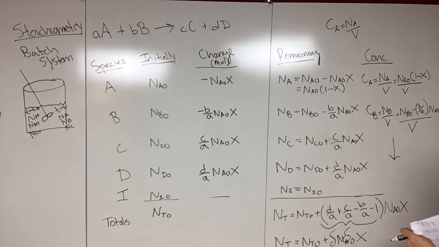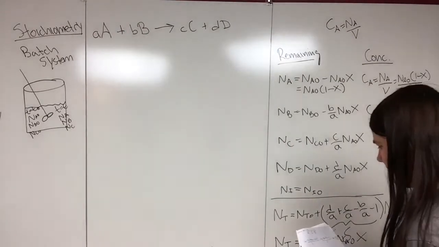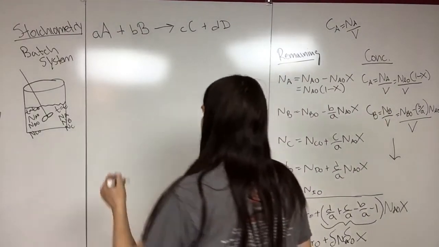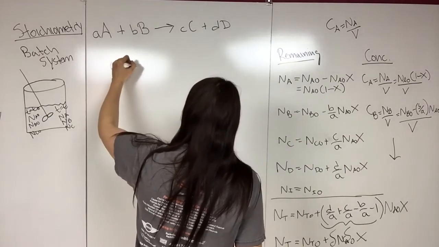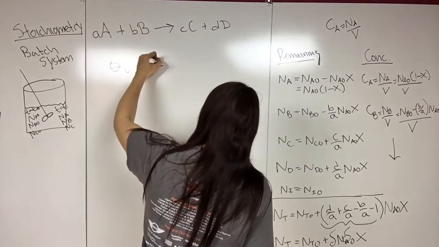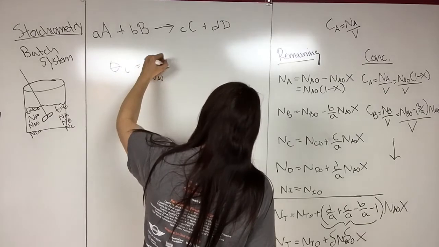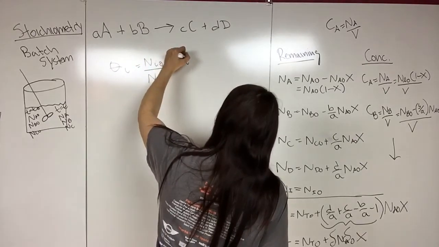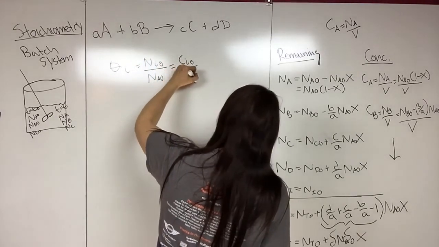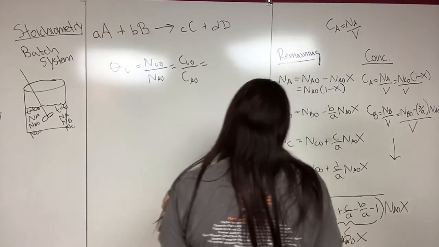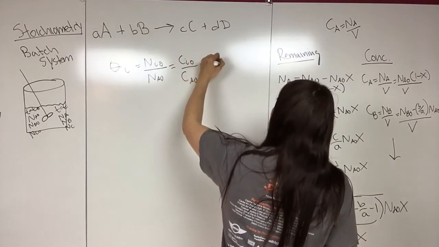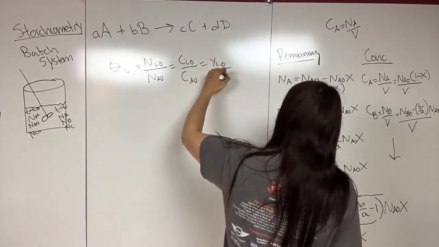So then one way we can make this a little bit neater is we can define this term that we keep seeing. And I'm going to erase some things real quick. So we can define this term we keep seeing, which is theta i is equal to Ni naught over Na naught, and that's equal to Ci naught over Ca naught, which is equal to Yi naught over Ya naught.